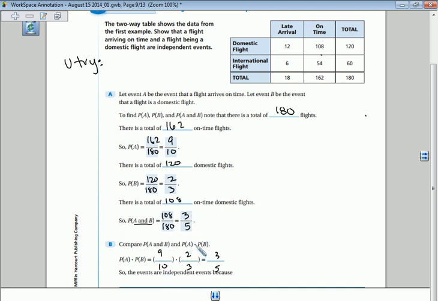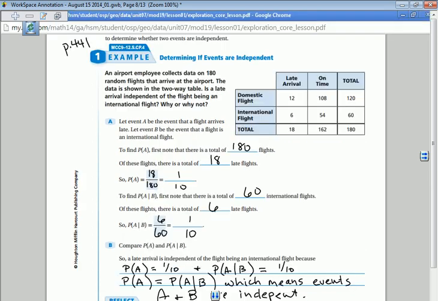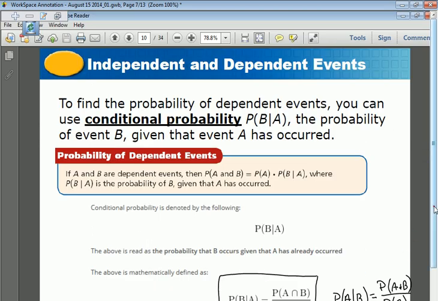So this is the other way. The probability of A times the probability of B is equivalent to the probability of A and B. Well, A is 9/10, B is 2/3. Let's see, this cancels and gives me 3. This cancels and gives me 5. Are they equivalent? Yes. So what kind of events are these? Independent.